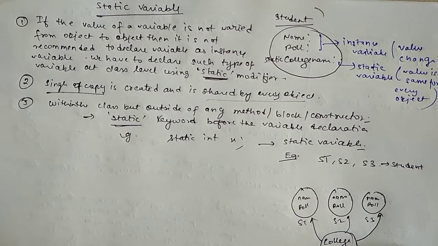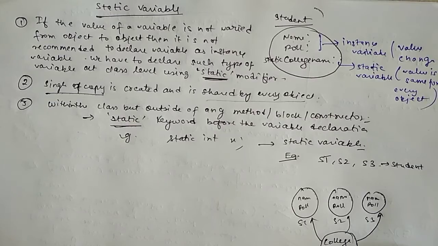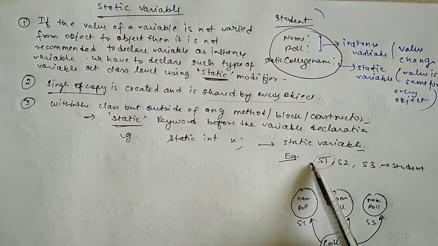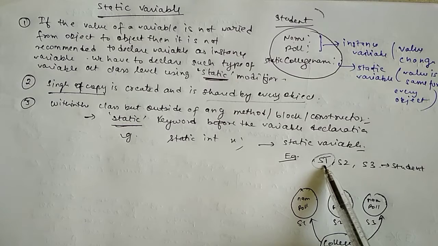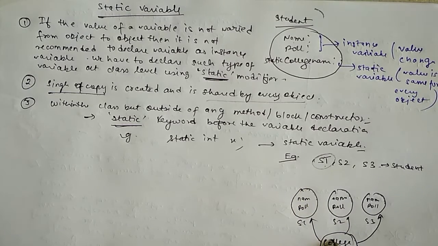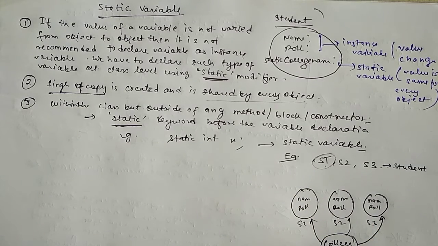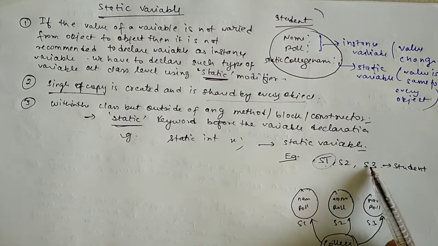So now we should know what is the scope of this static variable. If we say that the scope of the static variable is that it is created when an object is created and destroyed when the object is destroyed, then suppose we are working on student S1: when the object S1 is created, the static variable is created, and when S1 is destroyed, the static variable is also destroyed. But if this happens, then the next object references, S2 and S3, won't be able to use this static variable, as it is already destroyed.